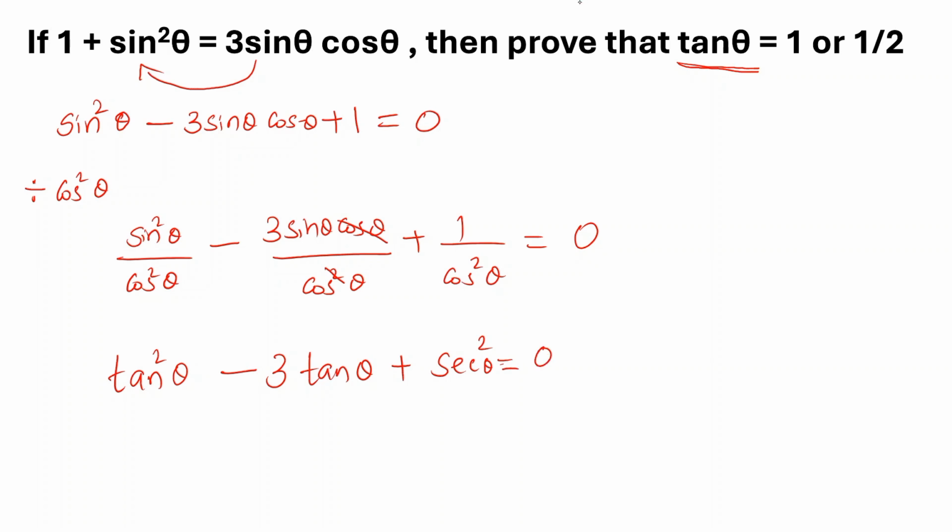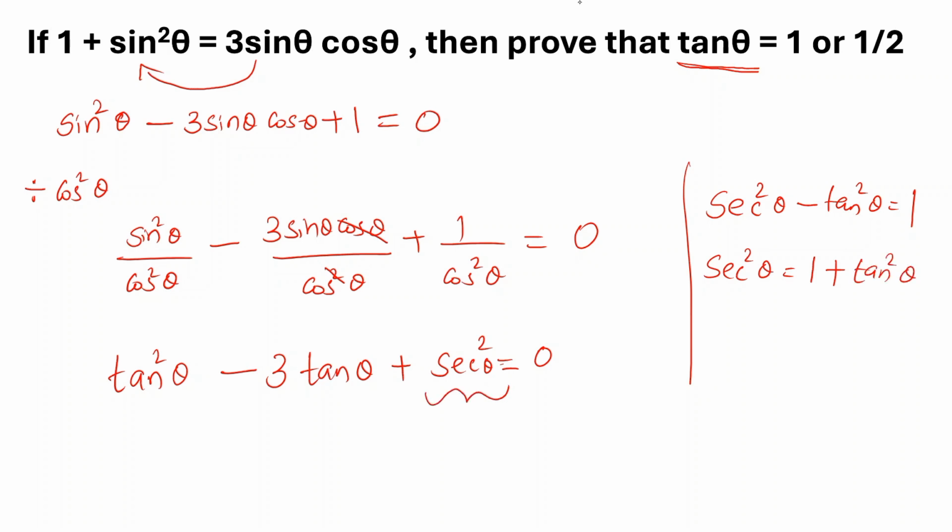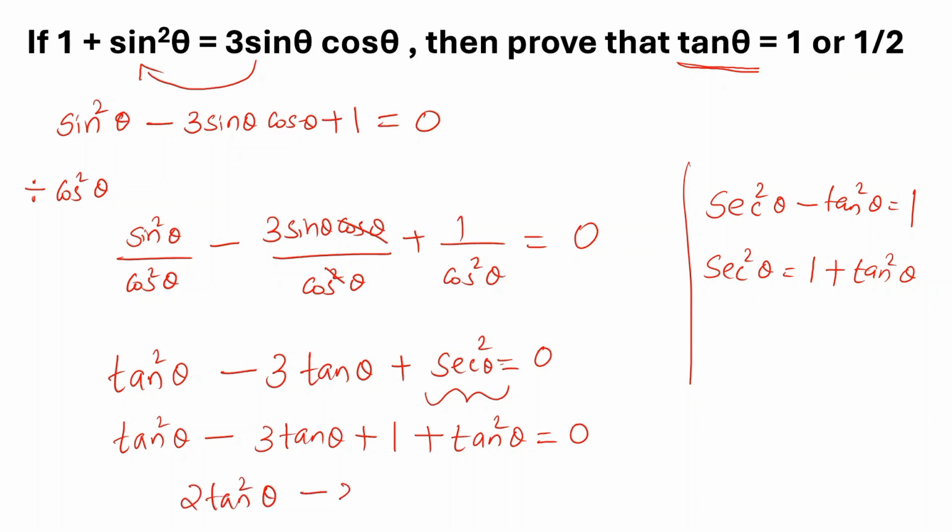Now the other two terms are in terms of tan theta, but sec square theta, how can we make it in terms of tan theta? We know the identity, right? Sec square theta minus tan square theta equals 1. So sec square theta equals 1 plus tan square theta. So instead of sec square theta, I can write 1 plus tan square theta. So tan square theta minus 3 tan theta plus 1 plus tan square theta equals 0. So just add the tan square thetas. It will become 2 tan square theta minus 3 tan theta plus 1 equals 0.